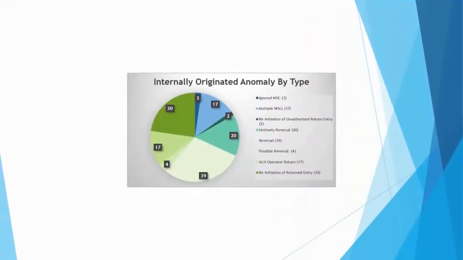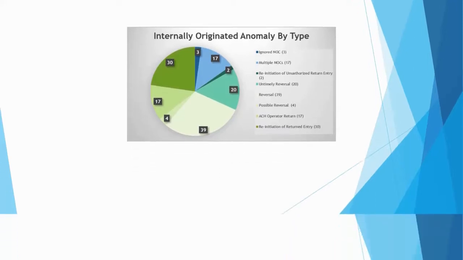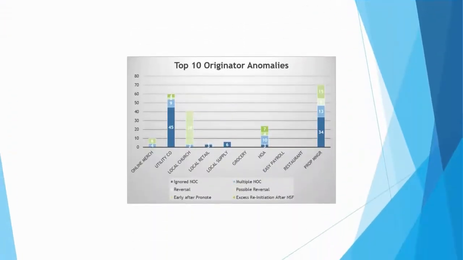We'll provide a breakdown of anomalies for your internal originations so that you can work with internal departments to ensure that they remain up to date and compliant with the NACHA rules. We will also provide a breakdown of anomalies for your top 10 originators that could increase risk to your FI so that you can work with them to resolve the issue before they become a problem.